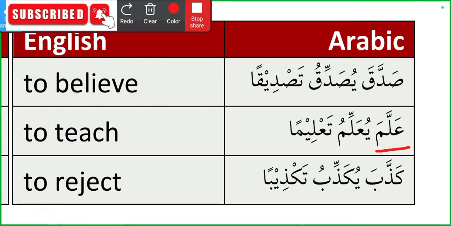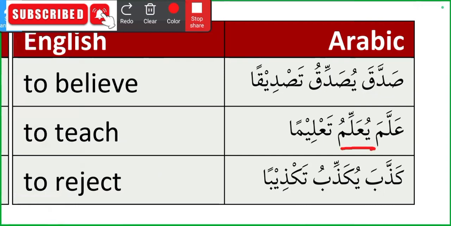Now, if we want to make it majhul, how do you make it? Ullima, ullima, ullimu, ullimat, ullimata, ullimna, ullimta, ullimtuma, ullimtum, ullimti, ullimtuma, ullimtunna, ullimtu, ullimna. Very good, mashallah. Now, mudare is yu'allimu, starting with the dhamma.